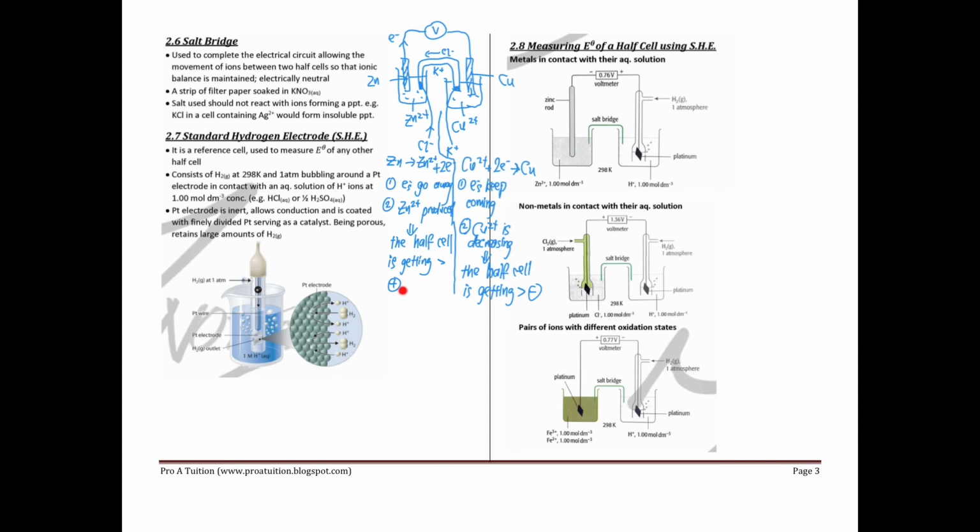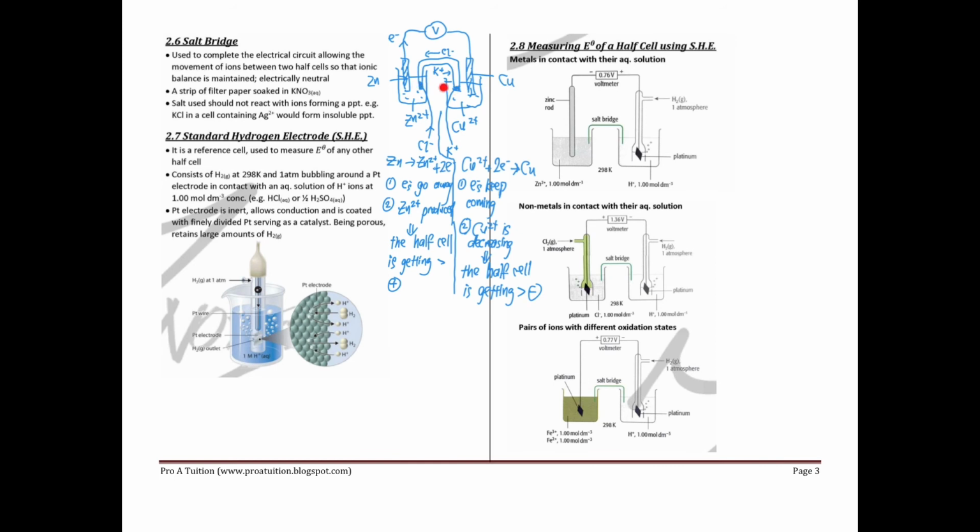It remains neutral. Okay, this side is getting more and more negative. So the salt bridge tries to overcome the problem by sending potassium to the right. They don't draw an arrow, so I have to draw it for you. So what happens is potassium is going to the right, so the problem that is going to happen here, getting more and more negative, is overcome by potassium. Potassium keeps coming here to make the half cell remain neutral.